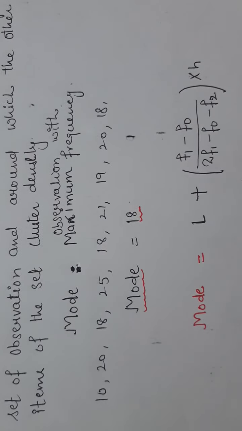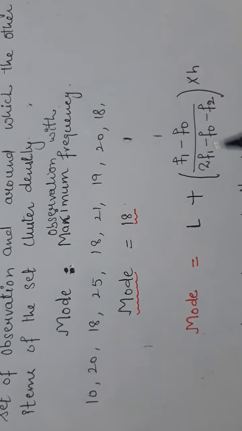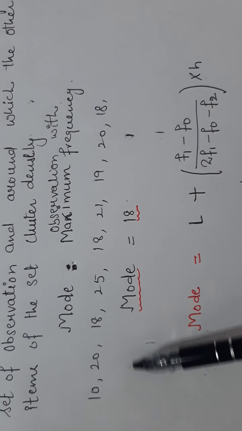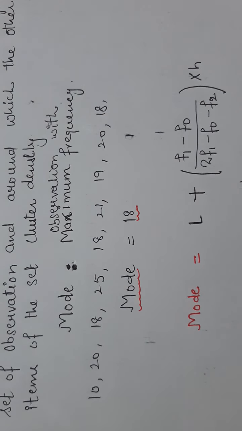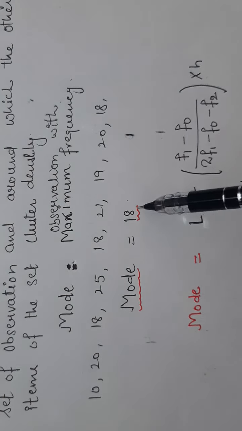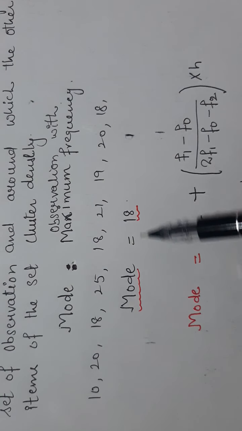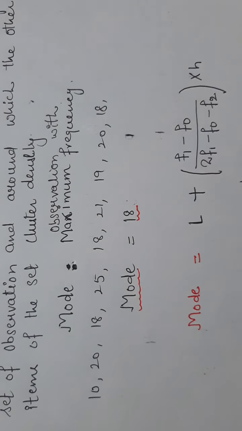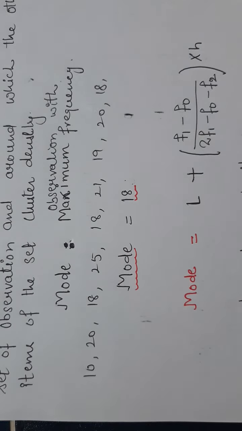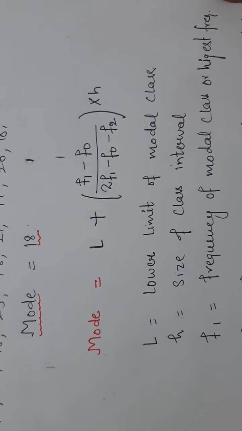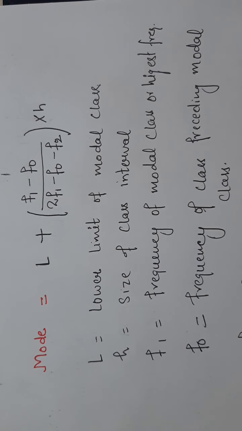In ninth standard we have done this type of data. This is ungrouped data: 10, 20, 18, 25, 18, 21, 19, 18, and like this. Here we can see which number is in repetition. 18 comes 1, 2, 3 times, so 18 is coming again and again, so 18 is our mode. This is about ungrouped data. Now what if we have grouped data? How do we find the mode in that case? Today we are going to discuss the formula for finding the mode for grouped data.